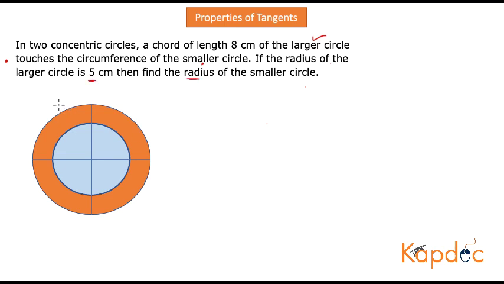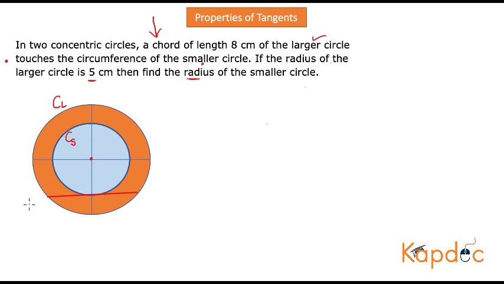Okay, so let's say this is my larger circle, let's say this is CL, and the one which is inside is the smaller circle, labeled as CS. Since these two circles are concentric, this is my center of both of these circles. Let's draw a chord such that it touches the smaller circle. So here is my chord and it is touching the circumference of the smaller circle.